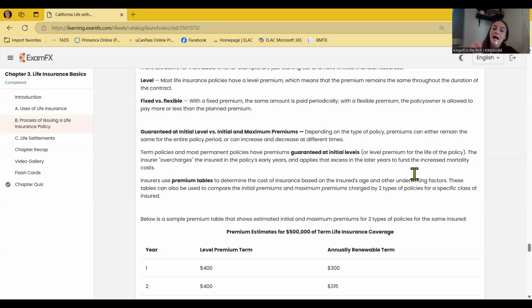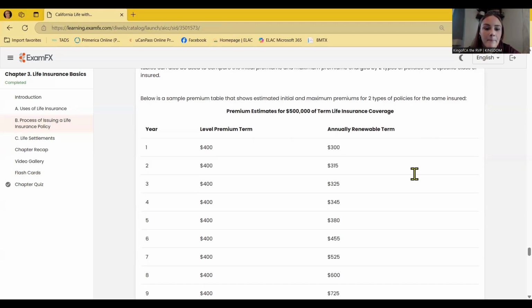Flexible, right, is kind of like that, but this is when the policy owner is allowed to pay more or less than the planned premium. Don't get too overwhelmed with understanding those yet. When we go over types of policies, it'll make more sense, but we definitely do need to know what those are for our test.